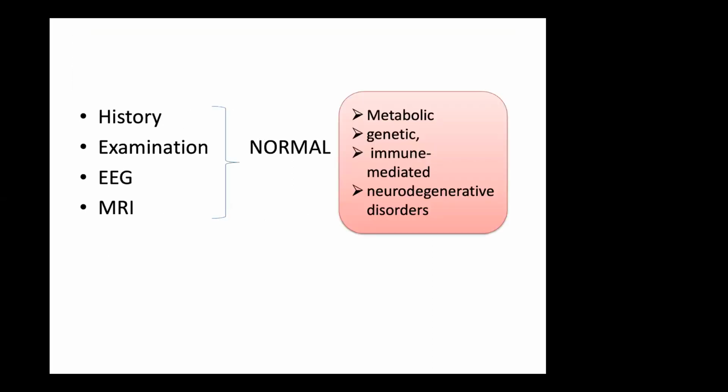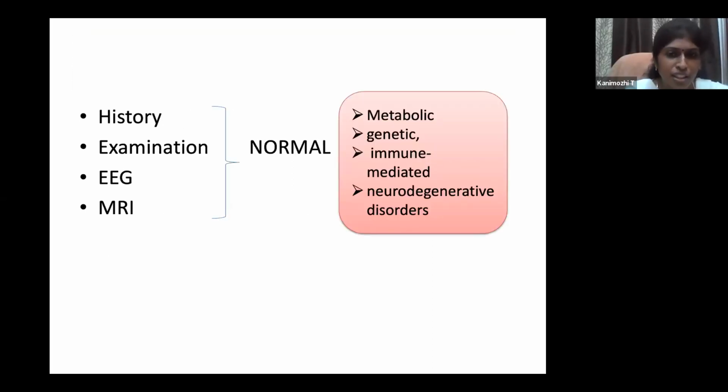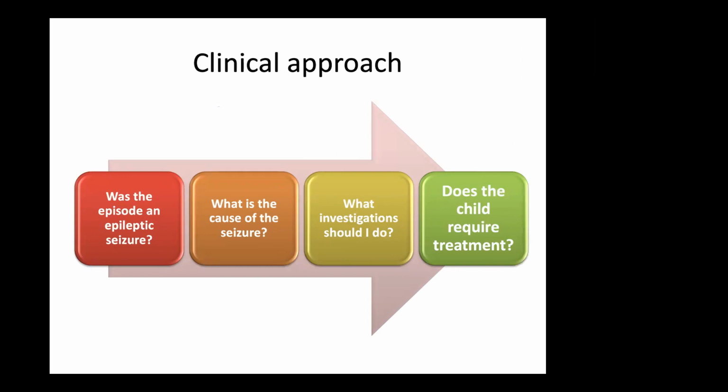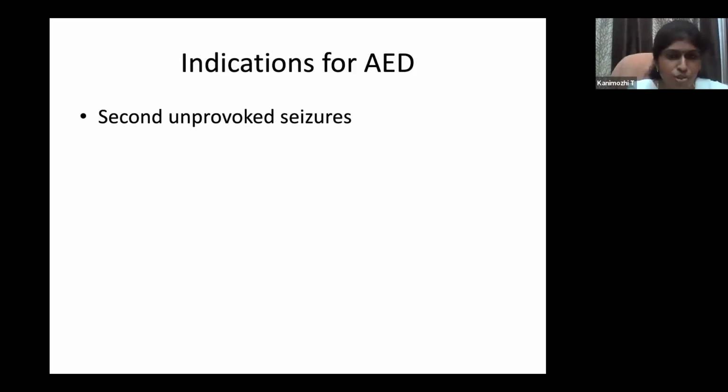If a good history, examination, EEG, and MRI all turn out to be normal and we don't have any cause for the seizures and epilepsy, then these could be other scenarios like metabolic, genetic, immune-mediated, and neurodegenerative disorders. Investigations for these, of course, we don't do after the first unprovoked seizure, maybe after a repeated seizure, or it should be done in specialized centers. An important area that we're supposed to consider.